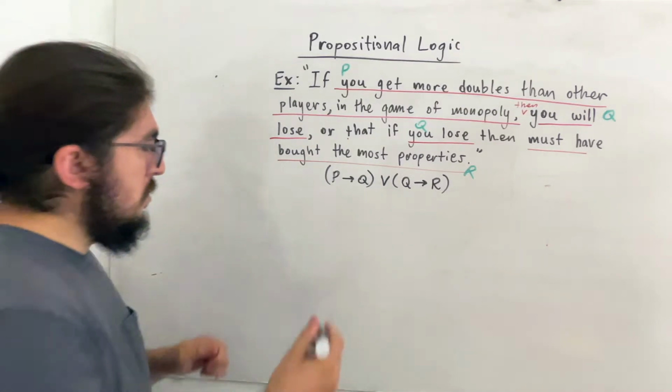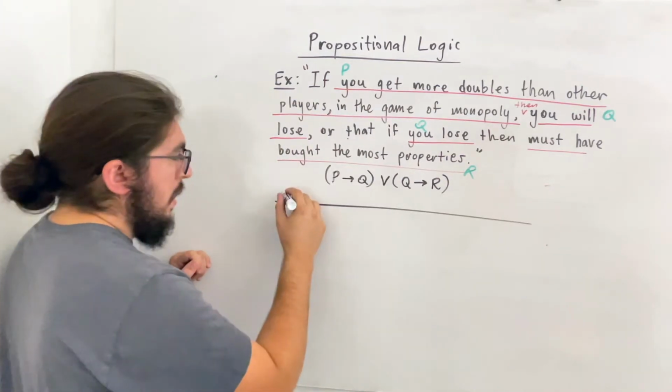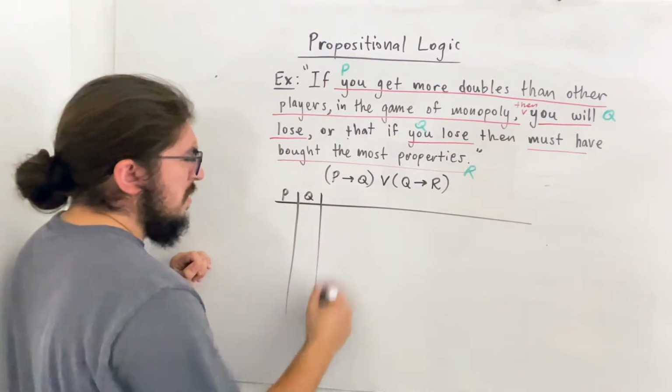Let's just create the truth table here and let's see what happens. So I have P, then Q, then R.